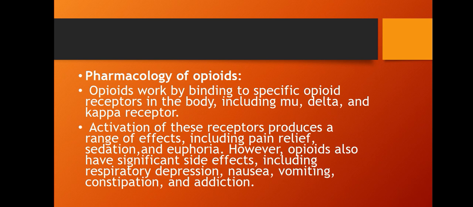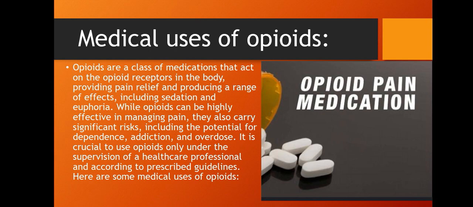Now I'm going to discuss medical uses of opioids. Opioids are a class of medication that act on the opioid receptors in the body, providing pain relief and producing a range of effects, including sedation and euphoria. While opioids can be highly effective in managing pain, they also carry significant risks, including the potential for dependence, addiction, and overdose. It is crucial to use opioids only under the supervision of a healthcare professional and according to prescribed guidelines. Here are some medical uses of opioids.